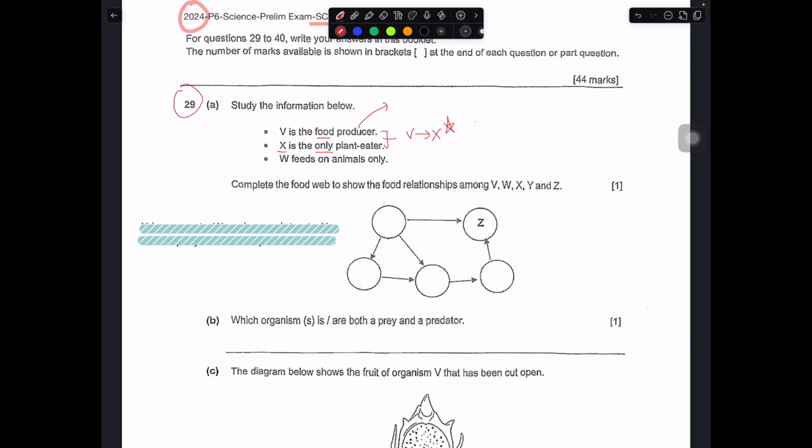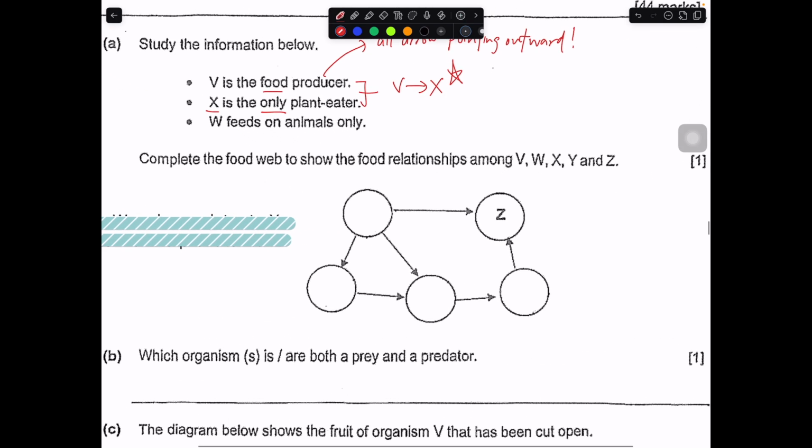So whenever you have a producer, the producer will always have all arrows pointing outwards. This is a technique to sieve out very quickly who is the producer. So you just take a look at this pre-constructed food web. Which one has all arrows pointing outward? Can you see this part? This has all arrows pointing outwards. So this circle over here has two arrows pointing in, one arrow pointing out. This one has one arrow pointing in, one arrow pointing out. This one is one arrow pointing in, one arrow pointing out. So straight away, the answer is quite straightforward. Here is V. V should be here.